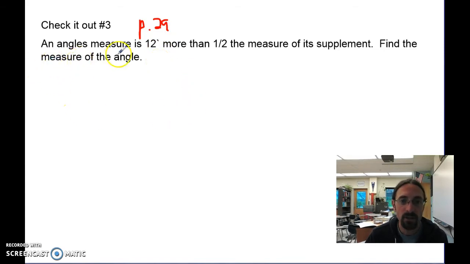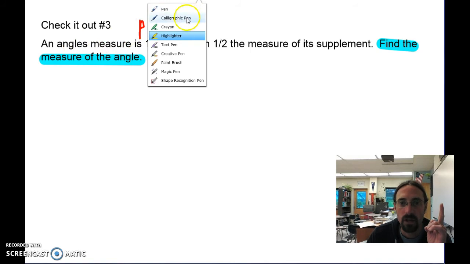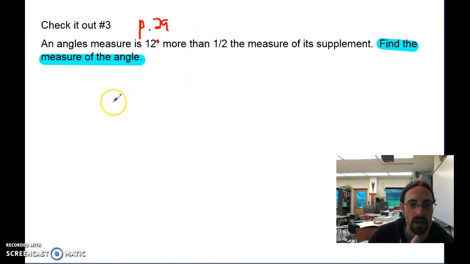Okay, you've tried the problem. An angle's measure is 12 degrees more than half the measure of its supplement. Find the measure of the angle. Step 1, it says here, find the measure of the angle, which means I am not leaving this problem until I find the angle's measure. Right off the bat, please make a little space for yourself.